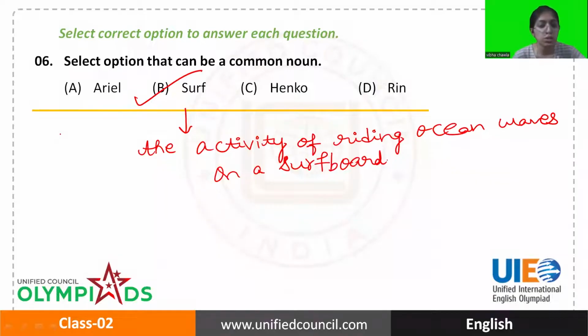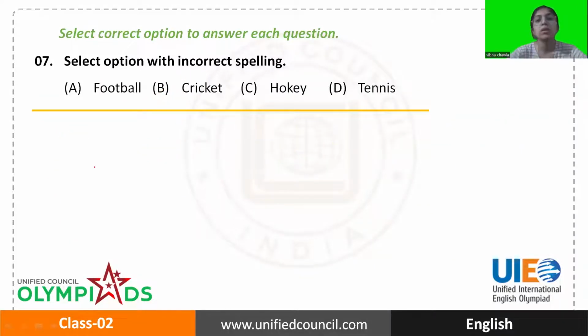Okay, so it is option B, surf. These are the brand names, Ariel, Henko, Rin, but surf itself can be a common noun. It also refers to, I told you, the activity of riding ocean waves on a surfboard. So it's option B. All right then, moving towards the next one.